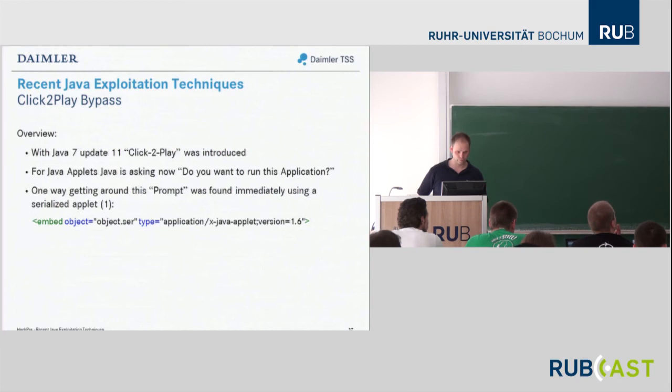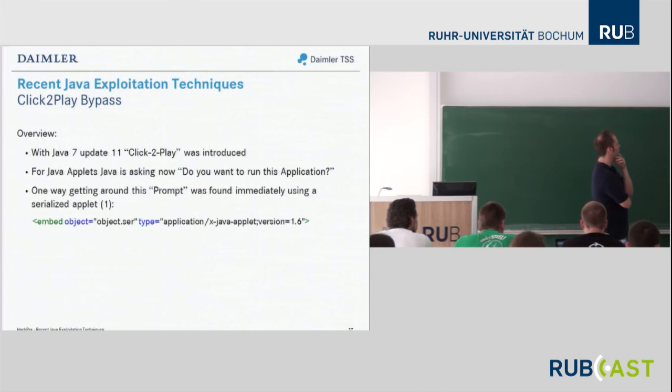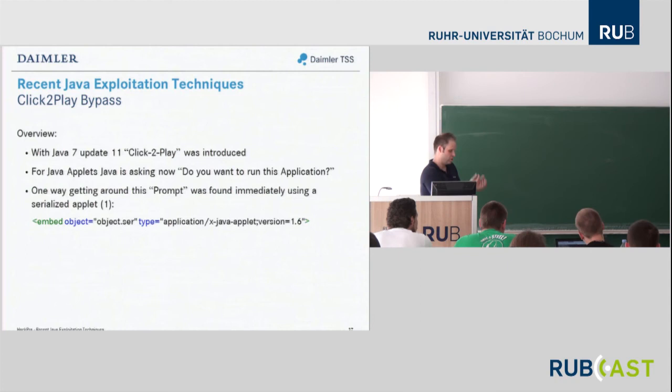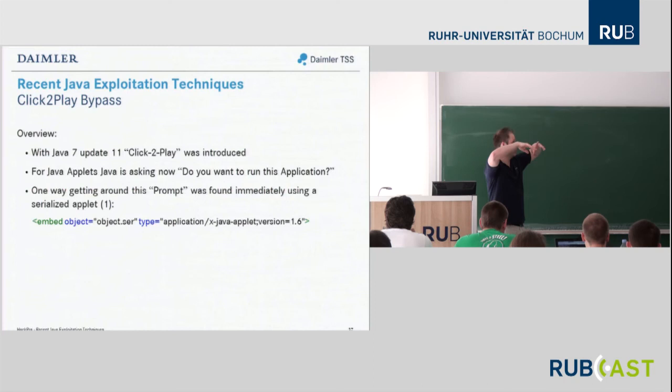One way of getting around it is to use a serialized applet. And what is a serialized applet? If you think about an applet, it's usually just a Java object. What you can do is take the Java object and write it down on the file system using a specific protocol, which is called serialization. It writes down the whole object graph, so all the objects which are interconnected and all the fields and so on. And Java offers the possibility to run an applet based on a serialized object.